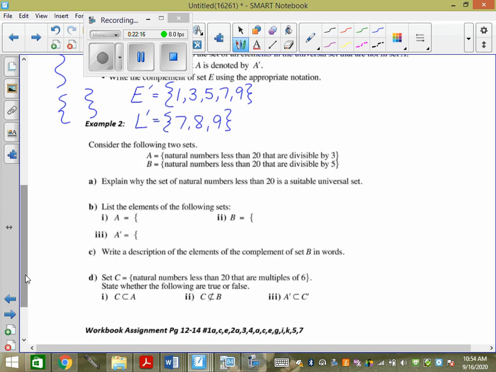So we're going to look at example 2. Consider the following two natural sets. The natural numbers less than 20 that are divisible by 3. The natural numbers less than 20 that are divisible by 5. Explain why the set of natural numbers less than 20 is a suitable universal set. Why is the natural numbers less than 20 a suitable universal set for both of these sets?